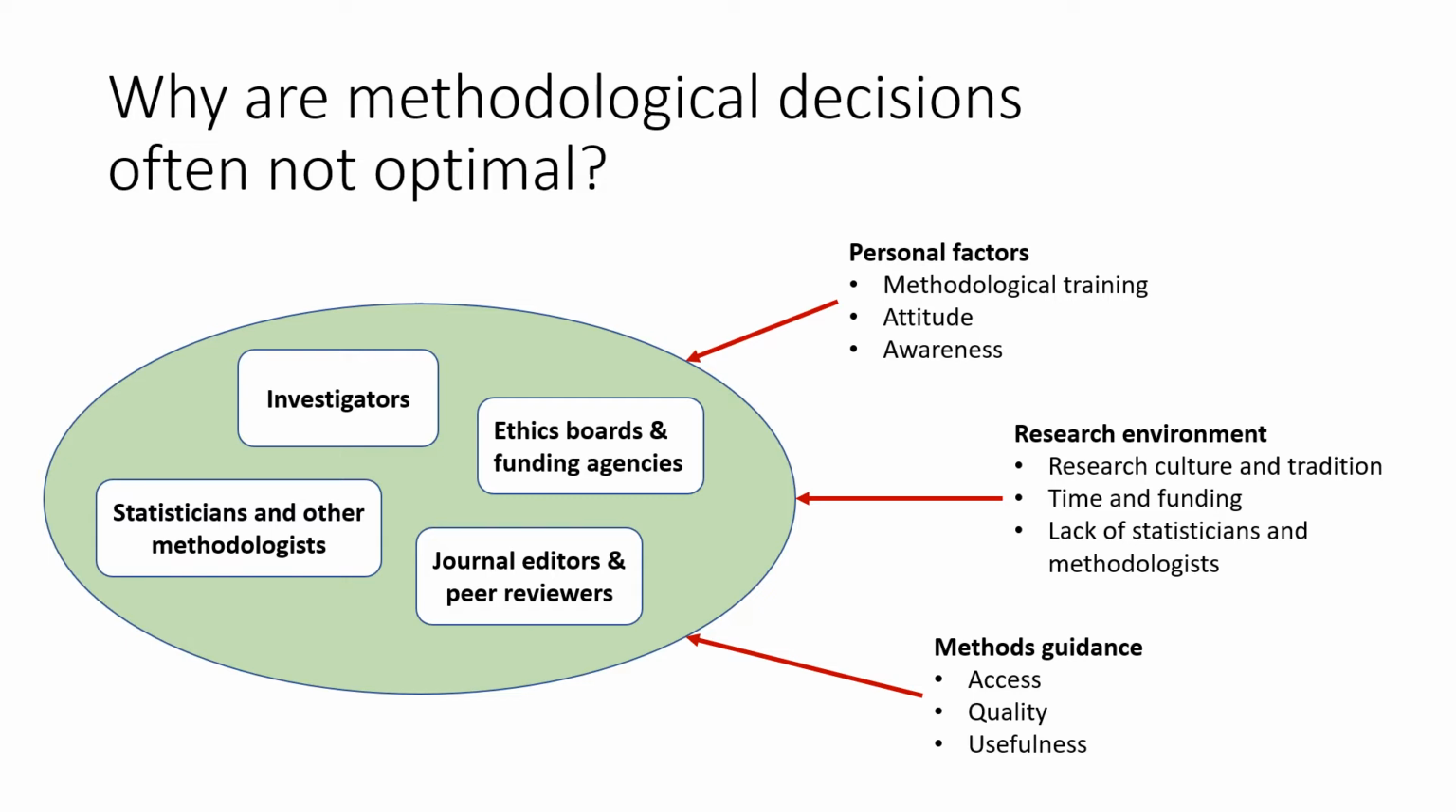And this is a model of methodological decision-making, and this hasn't really been the subject of research yet. This means we could do a number of studies. For instance, in order to better understand personal factors and issues of a research environment, we would have to, for instance, do online surveys of stakeholders involved or interview studies. What we did is we focused on methods guidance, and I will show in the following slides what we did.